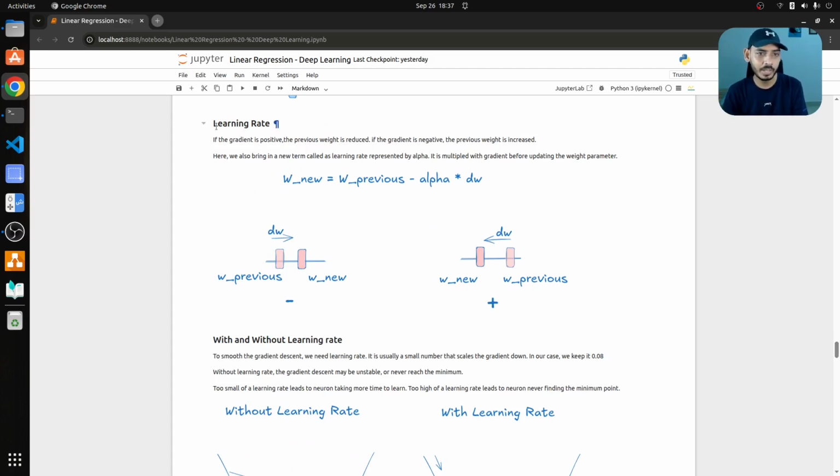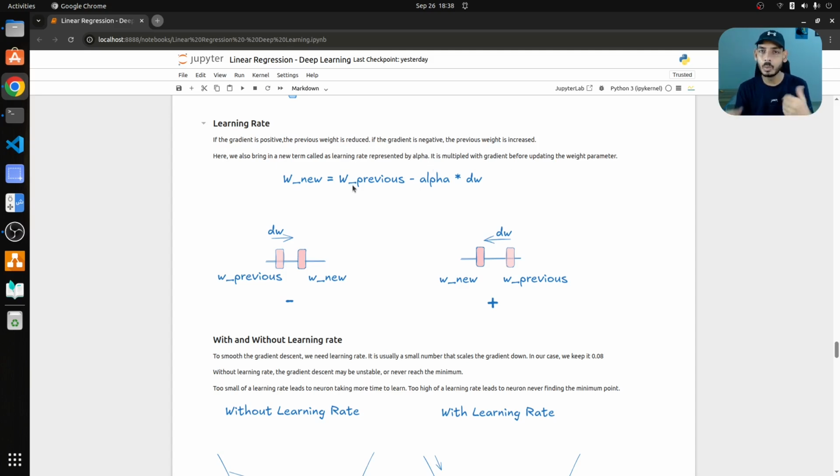If the gradient is positive, meaning dW is positive, then you have to move it towards the negative side. That is, we have to reduce the weight. That's what's given here. The previous weight is reduced. And if the gradient is negative, which is in this case, we have to move it towards positive. We have to increase the previous weight. So we have to move it in this direction. Here we bring in a new term called the learning rate, which is represented by alpha, and it is multiplied with the gradient.